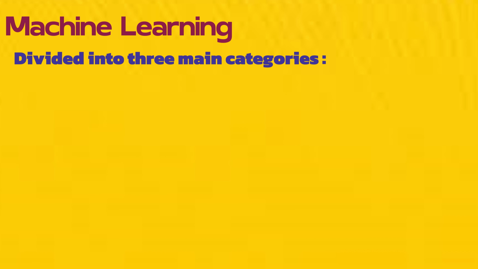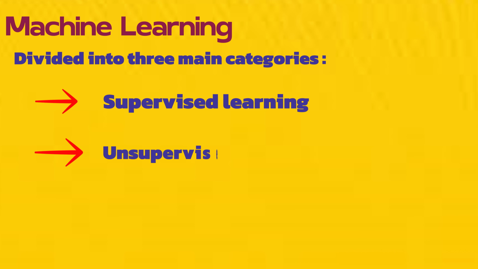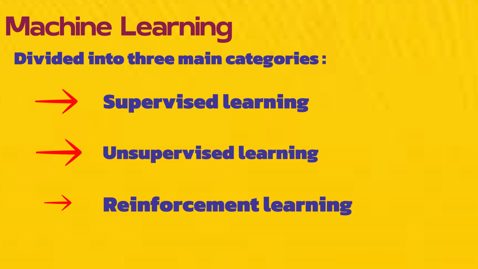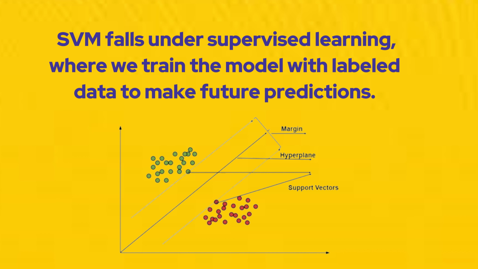What is machine learning? Machine learning can be divided into three main categories: supervised learning, unsupervised learning, and reinforcement learning. SVM falls under supervised learning, where we train the model with labeled data and make further predictions.